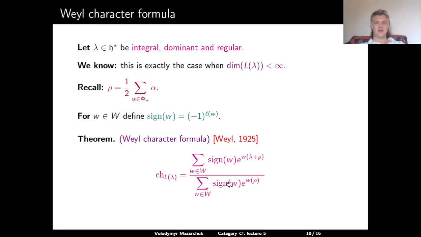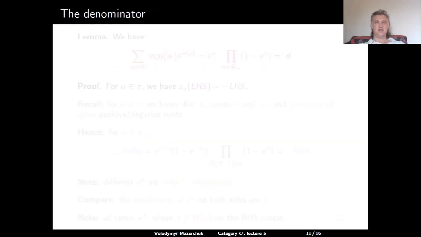And in the denominator, we have a similar sum over all elements in the Weyl group, the sign of the element times the exponent of W applied to rho. So let's first discuss the denominator of this formula. The sum over all elements in the Weyl group, the sign of the element times the exponent of W applied to rho. We claim that this denominator of the Weyl character formula is equal to the following element, we denote it by D for denominator.